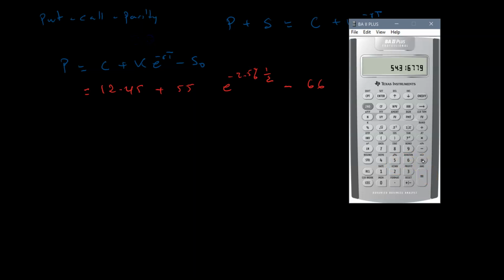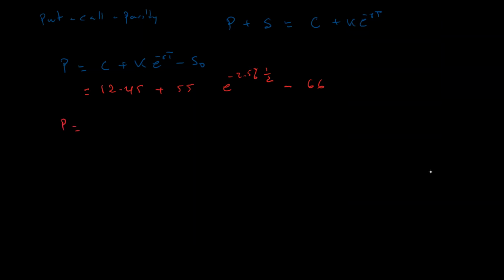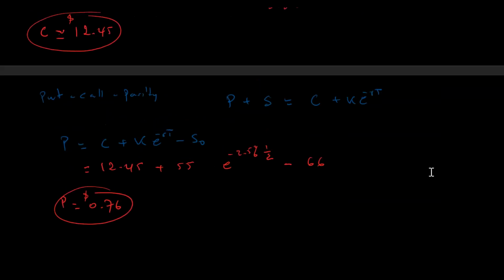We add 12.45 to that, and that's the call option price, or the call option premium, equal, and we subtract $66 from that, so minus 66 equal. So our put option value would be equal to about $0.76. So our put is going to be $0.76 or 76 cents.